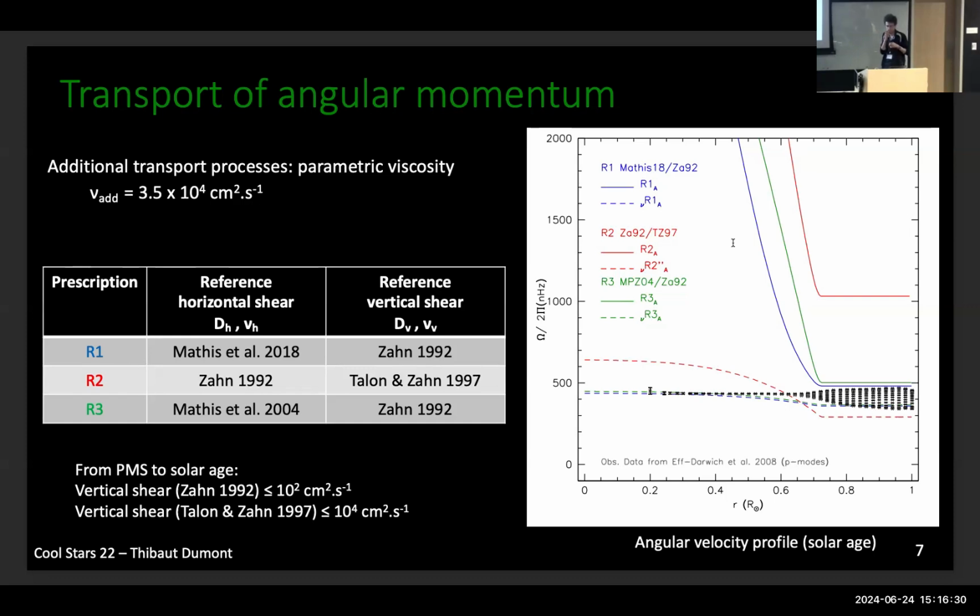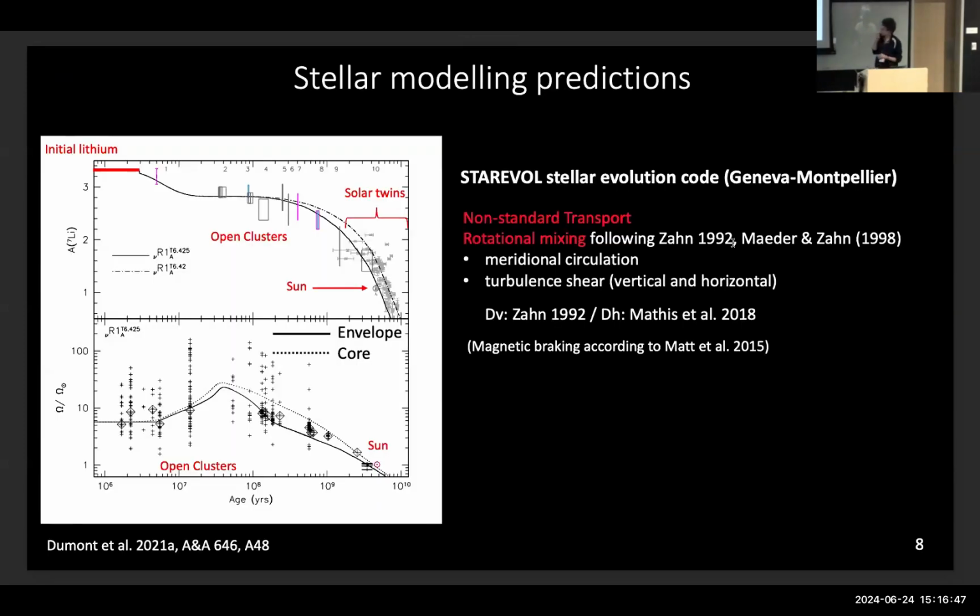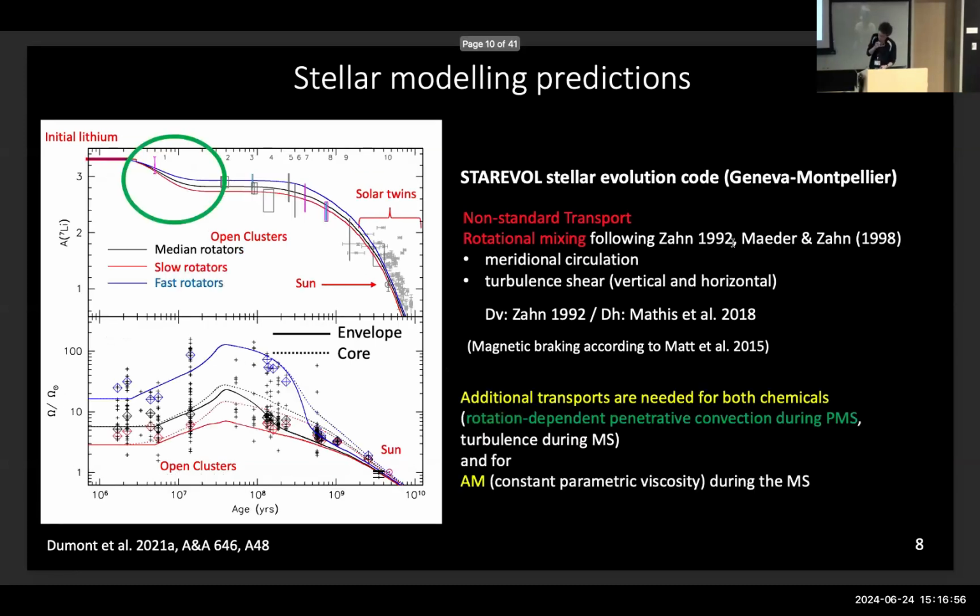But of course, that will impact the lithium depletion, because it will counteract the vertical shear, and so, doing that, you will need an even more important turbulence in order to destroy lithium. But in the end, if you consider rotation with the couple of prescriptions that were already described, adding this additional transport, you manage to reproduce the lithium observations very well.